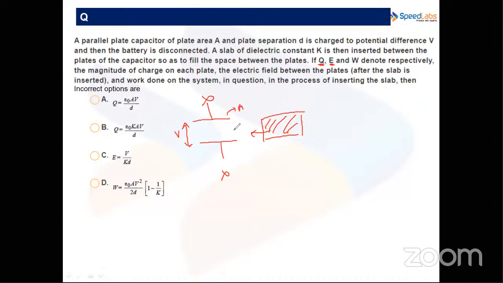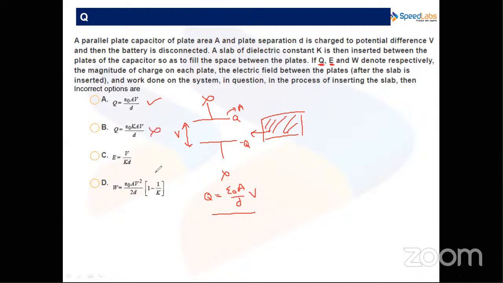So he's asking us also Q. So let us say initially Q and minus Q was there. So I'll just write that Q is equal to CV. Q is equal to C, which is epsilon naught A by D, into V. So Q is this only. Q will remain this only, even if the dielectric slab is inserted. So this option is correct. He's asking for incorrect, so A is not the answer. Next is Q is equal to epsilon naught KAV by D.